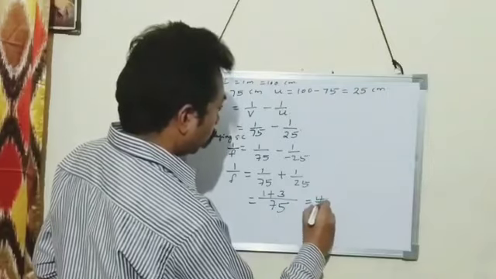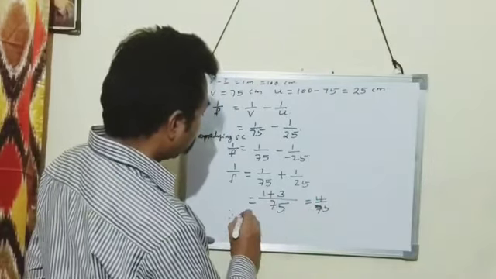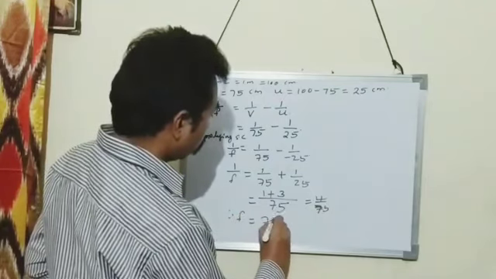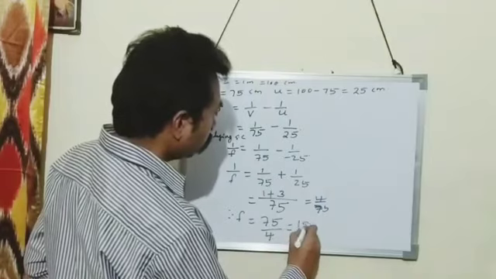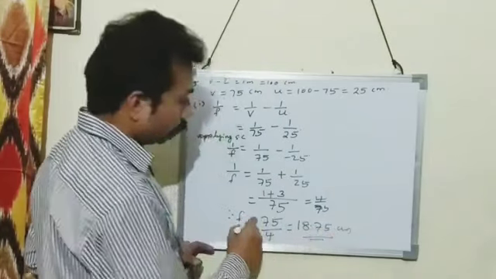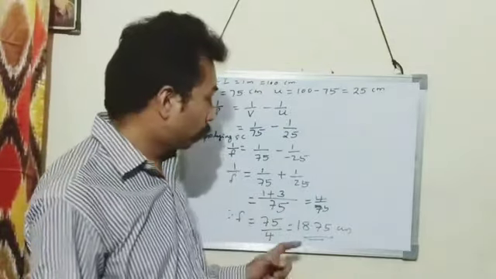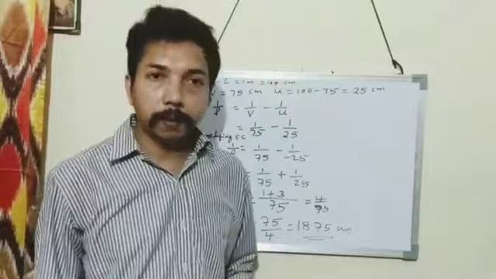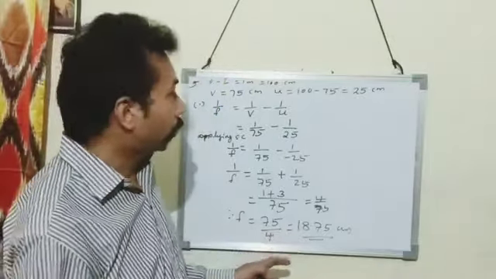1 by f is equal to 4 by 75. Therefore, f is equal to 75 upon 4, that is equal to 18.75 centimeter. So we get a focal length of 18.75 centimeter, plus, that is a convex lens. This is the answer of the first part. Focal length is equal to 18.75 centimeter.